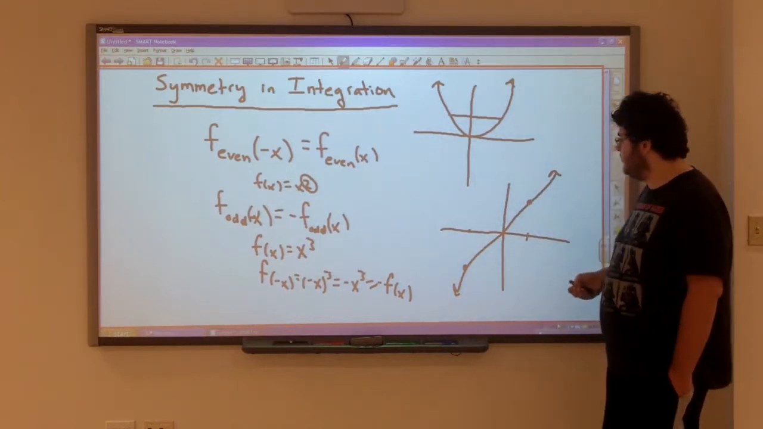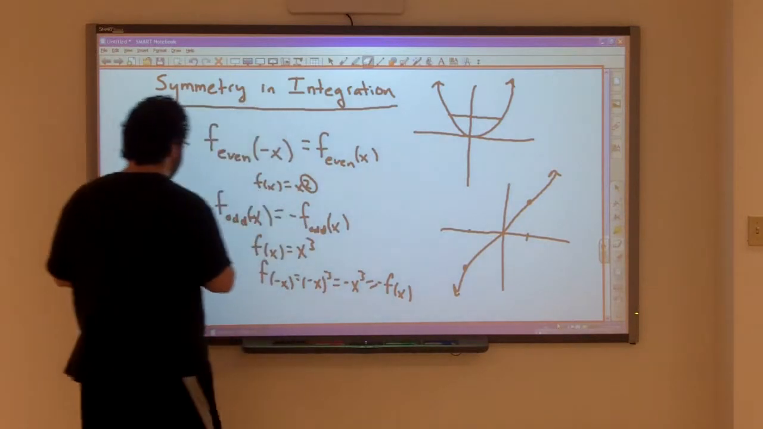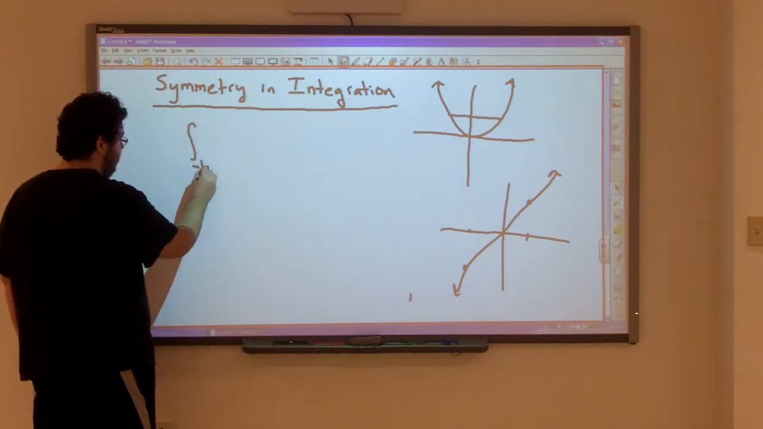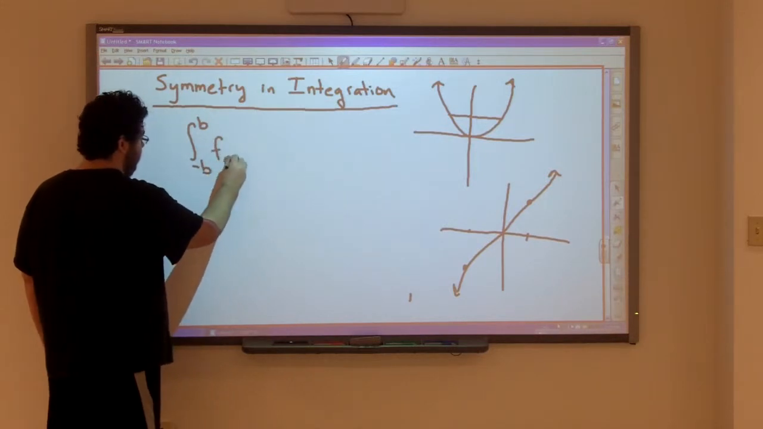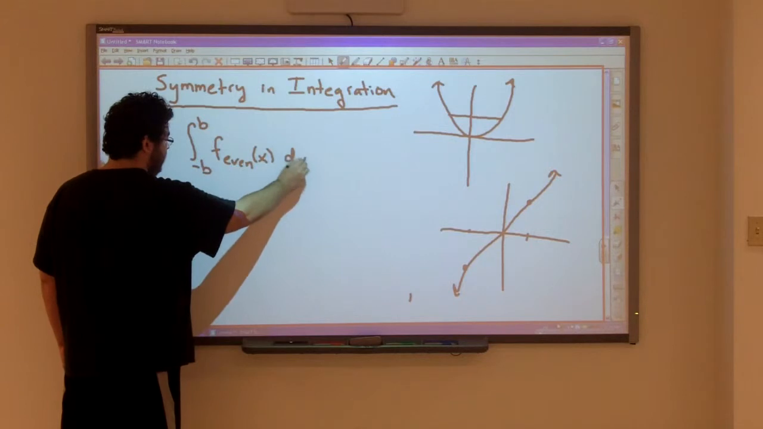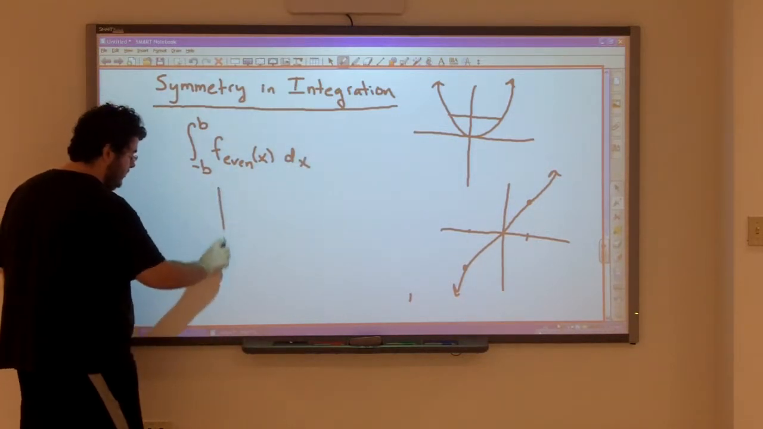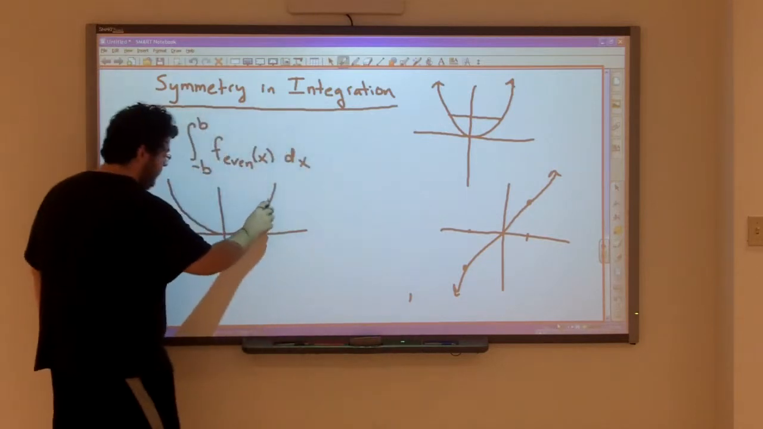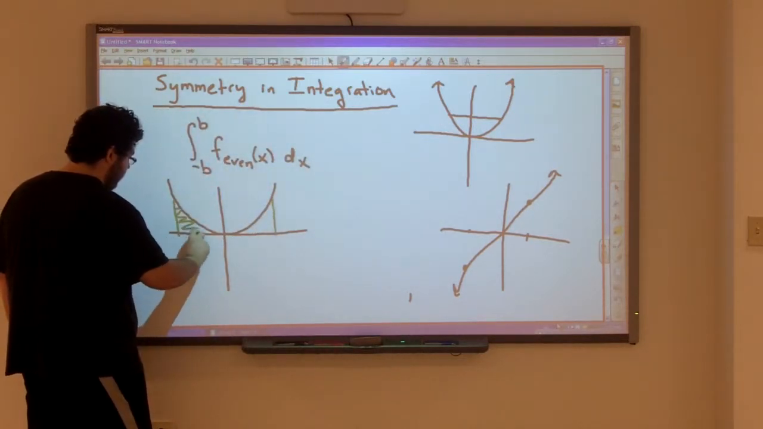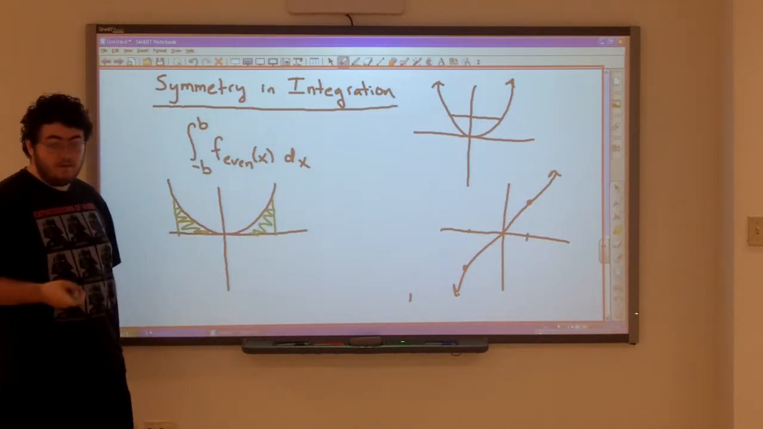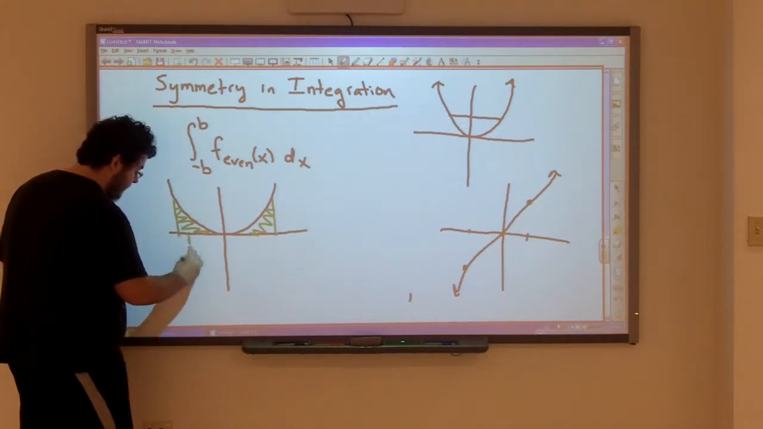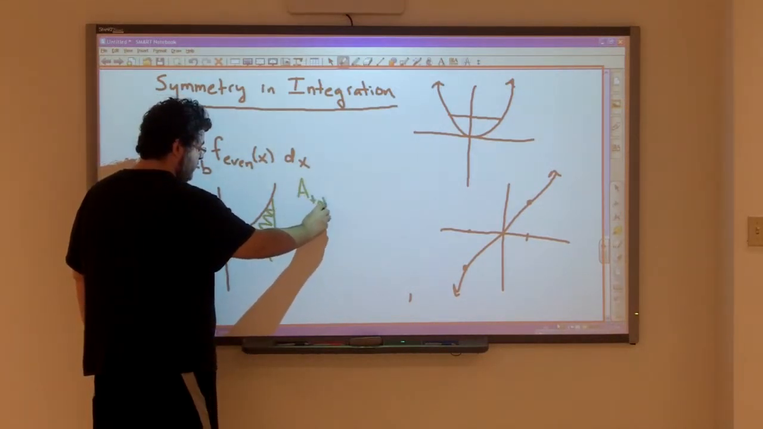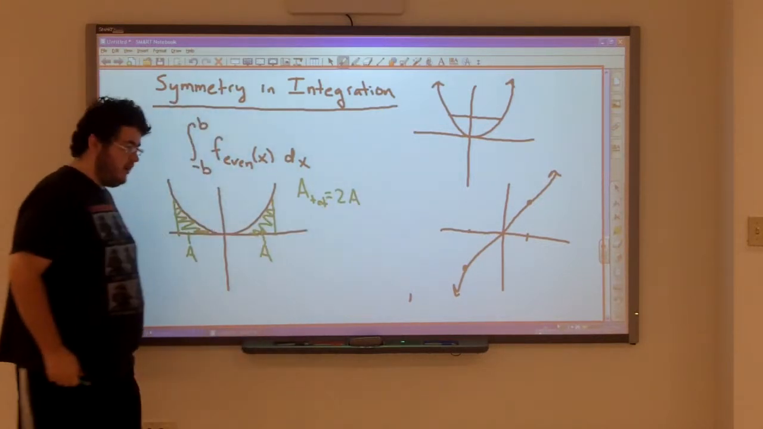So what we can do in integrals is exploit this symmetry. If we ask ourselves, what is the integral of an even or odd function, say the integral from negative b to b of f even of x dx, remember that the integral is interpreted as the area under a curve. So we're asking, what is the area from here to here? Because an even function has this perfect symmetry, this area is completely equal to that area. So the total area is equal to 2 times the area on either side.